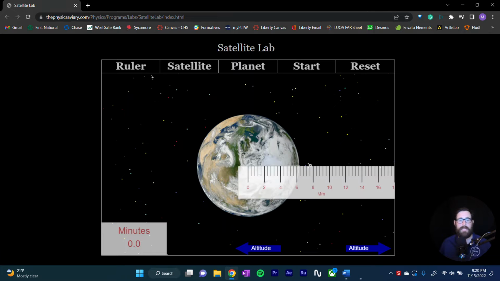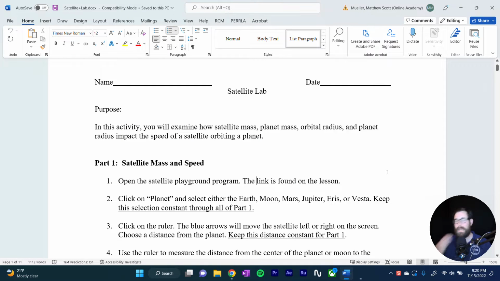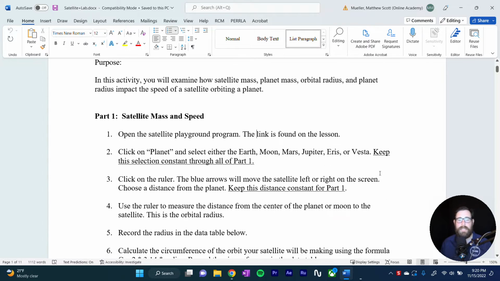So you can kind of click through these tabs. You can add the ruler, and change the satellite, change the planet, etc. Okay, but how do we actually do the lab portion of it? So if we jump into the lab, let's look at what's going on, kind of give a little brief demo of how we attack the lab. This lab is all about following the instructions, collecting data, and then trying to make some sort of connection between the data points. So here's how we do that.